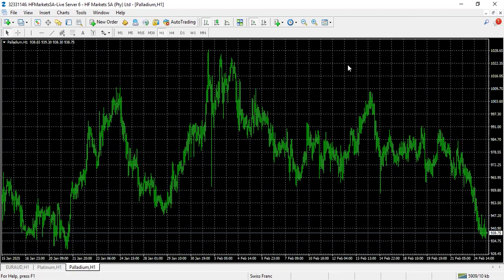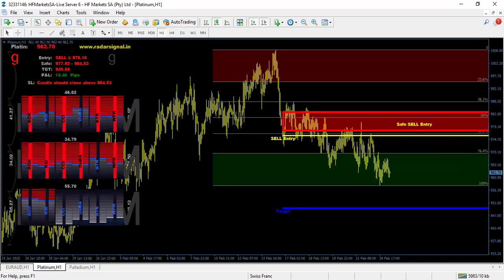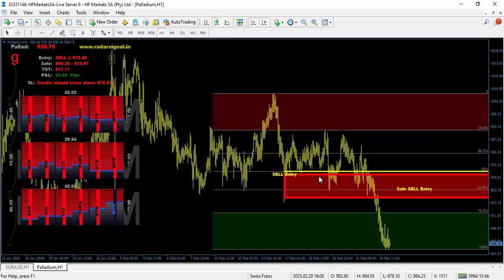You can see palladium moved very well. This was a very good bearish movement on palladium. Let me just remove this platinum one. This is palladium, another commodity. We're just going to look at the behavior and the direction.